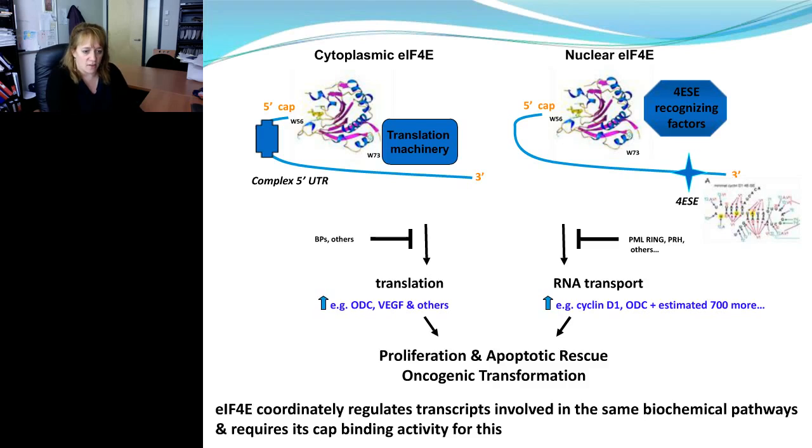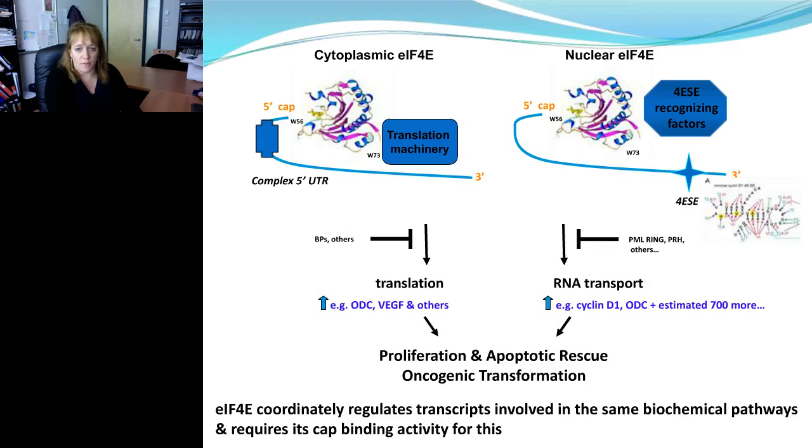Such RNAs that are involved in this particular process include genes such as vascular endothelial growth factor and ornithine decarboxylase, which have complex 5' untranslated regions, and this allows the specific translation of these targets. Now this side, the cytoplasmic side of the equation, many of you will already be familiar with. However, 4E, as you saw, is also found in the nucleus.